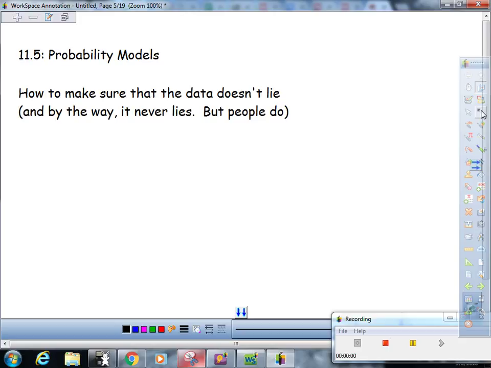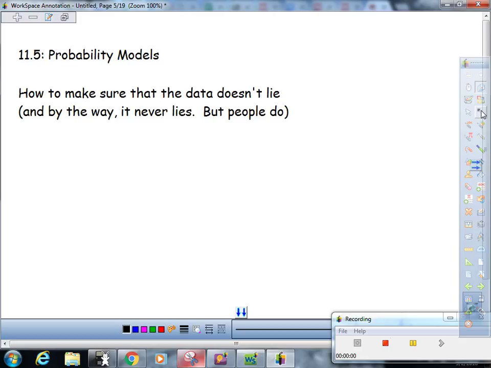This is about probability models, and it's really just a wrap-up of what we've learned, but it's also about how to properly take data into account and how to interpret it fairly. There are people that are amazing with data, and they use that skill to fool other people into making the wrong decisions, and therefore it would benefit them.